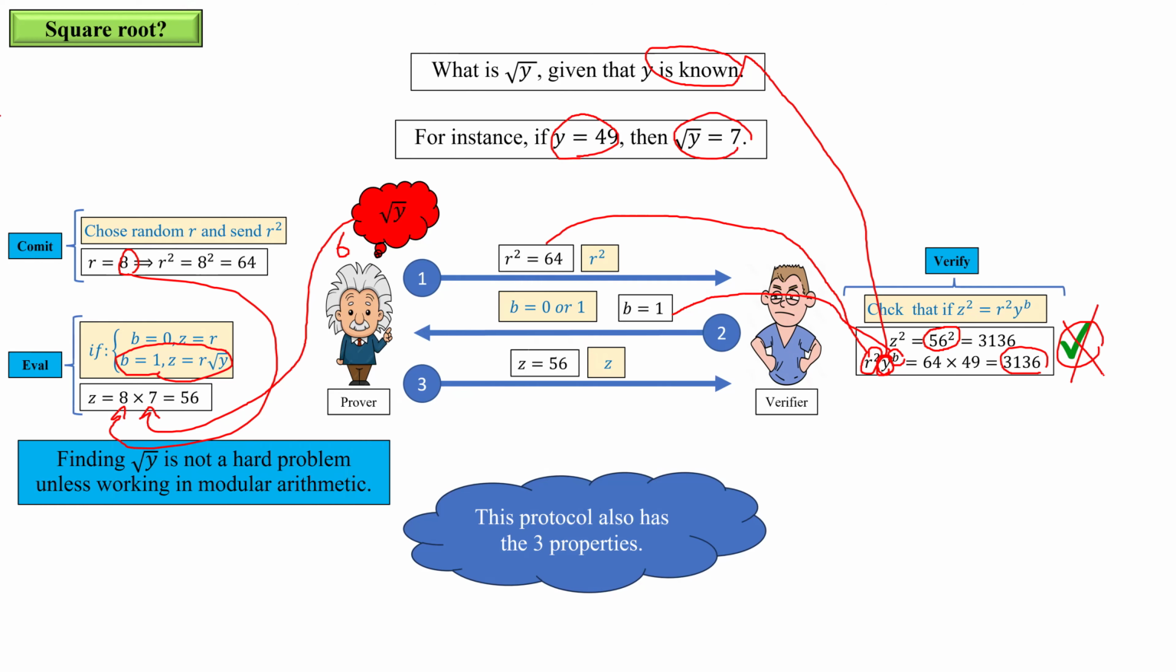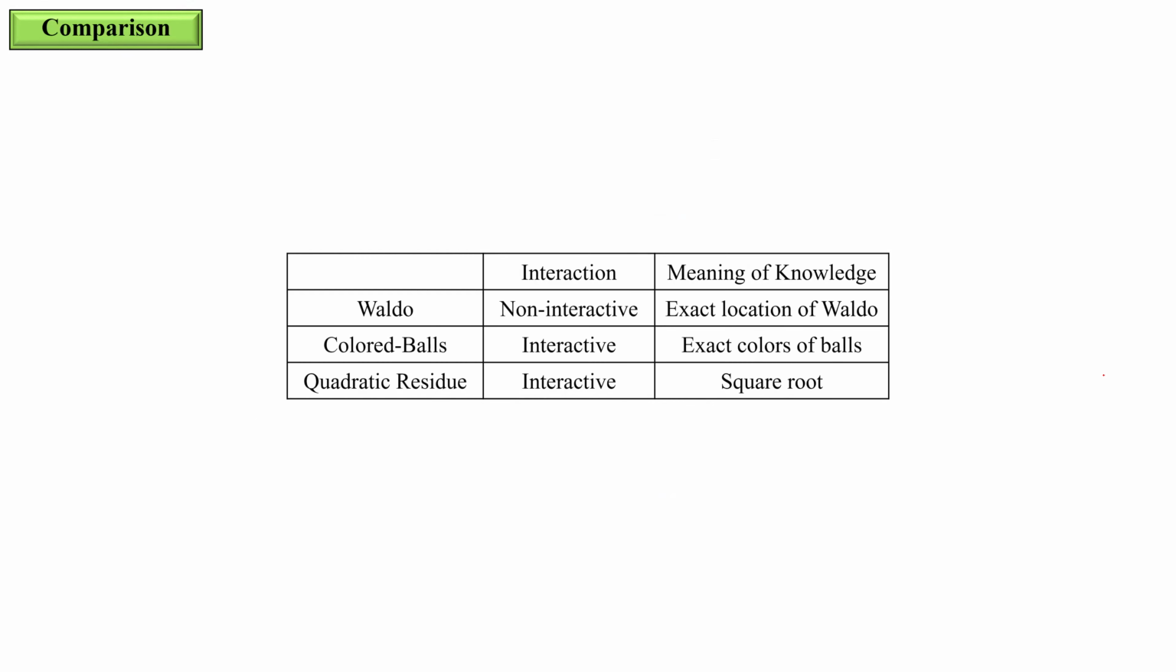Yeah, as I said before, finding the square root is a hard problem when we work in modular arithmetic with big values of mod. Okay, so let's compare these three examples of zero knowledge proof. The first one, Where's Waldo, the second one, the color ball, and the third one, the quadratic residue.